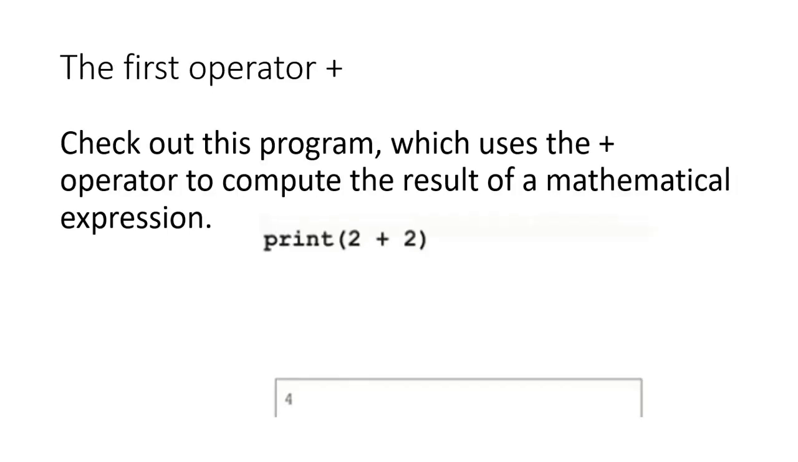So the very first operator is the plus sign. Checking out this program, which uses the plus operator to compute the result of a math expression, I print 2 plus 2. Python is smart enough to know it can add 2 and 2, and that makes 4. It's going to print the result, aka 4. So that plus sign is exactly like you know in math. It just adds the two numbers together.